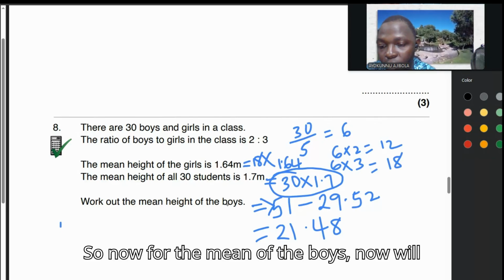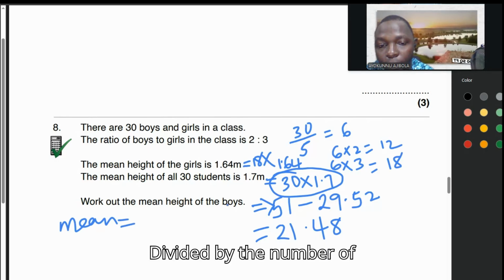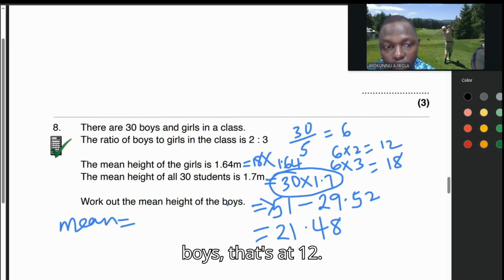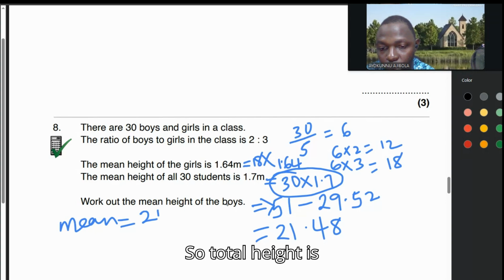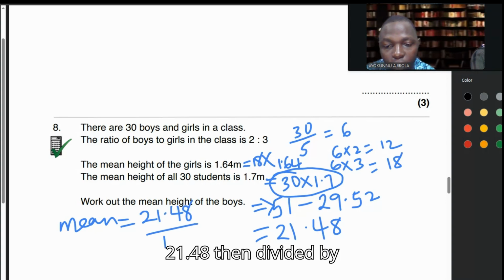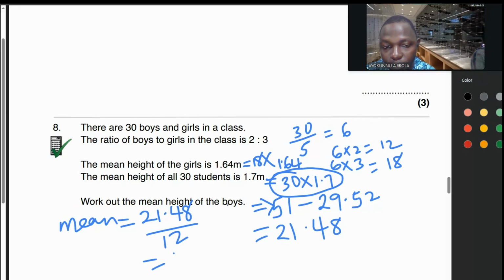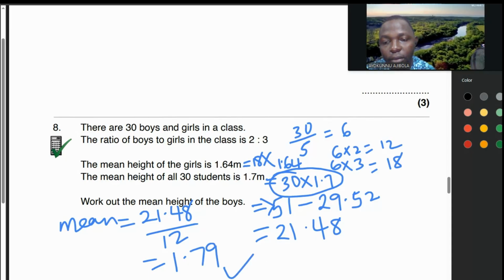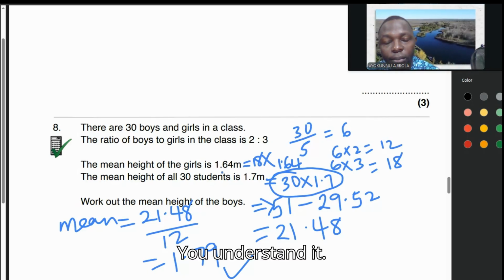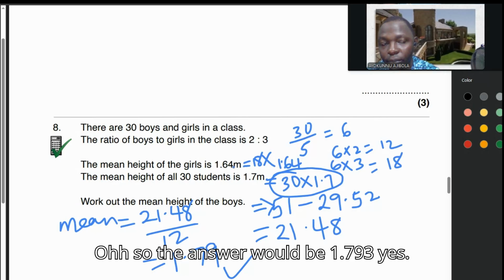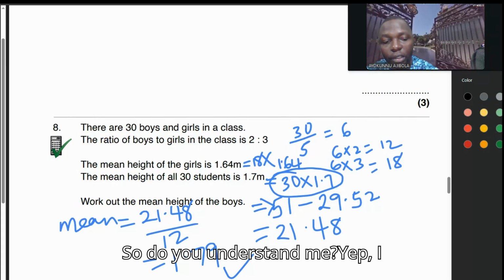So now the mean of the boys will be the total height of the boys divided by the number of boys. That's 12. So total height is 21.48, then divided by 12. That'll be 1.79. So the answer would be 1.79. Do you understand it?